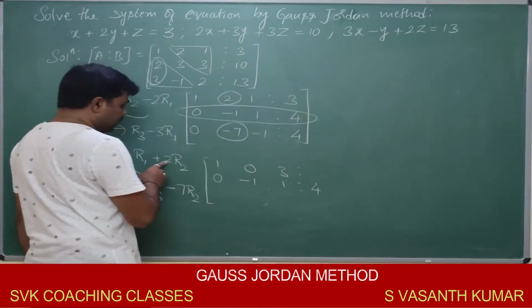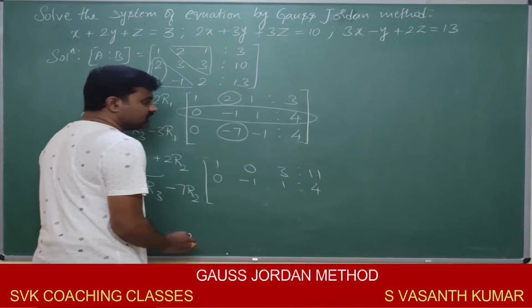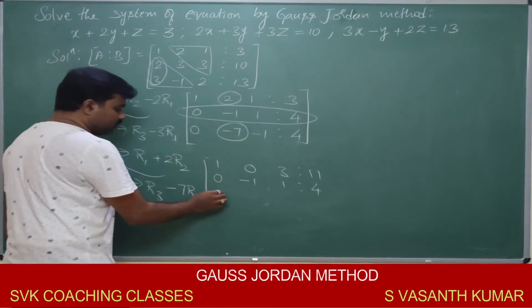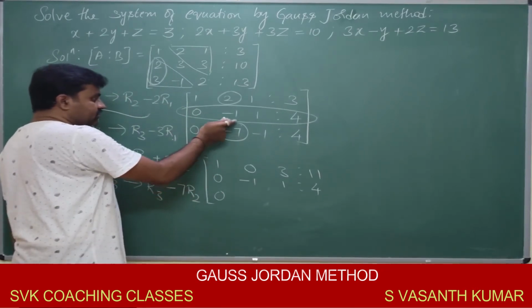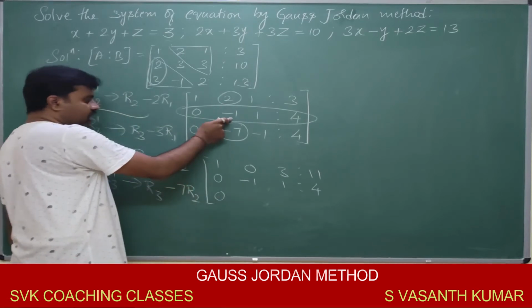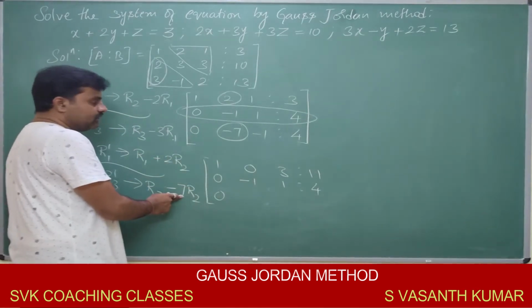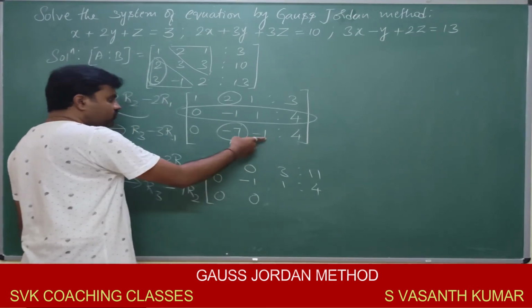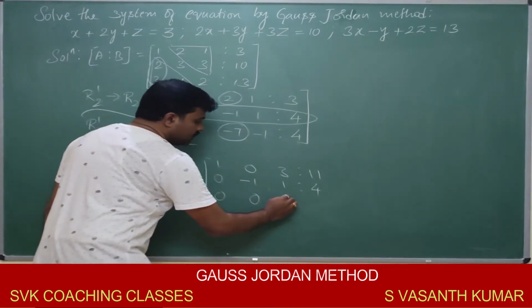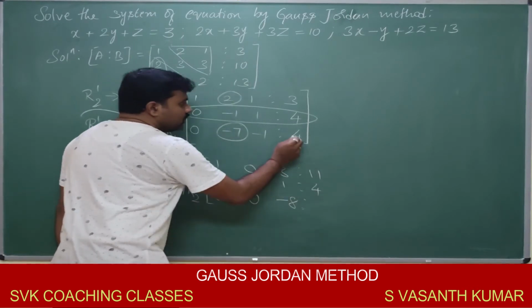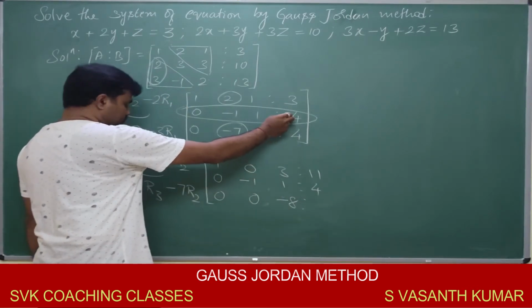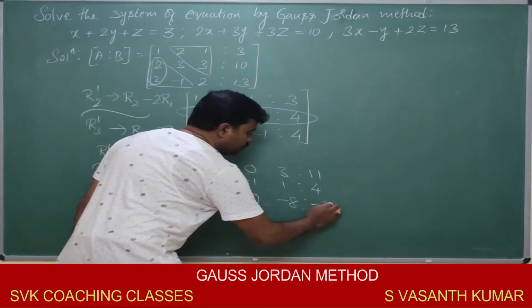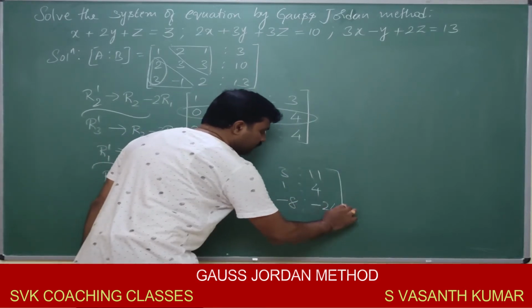3 plus 8 is 11. 0 plus 0 is 0. Minus 7 plus 7, since minus 1 is multiplied by minus 7, so it becomes plus 7. Minus 7 plus 7 is 0. Minus 1 minus 7 is minus 8. 4 minus 28 is minus 24.